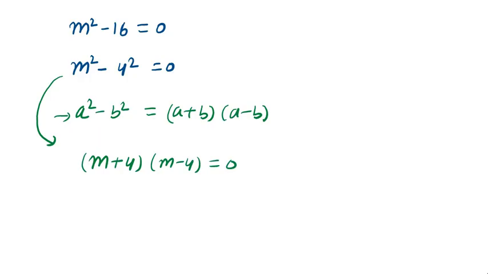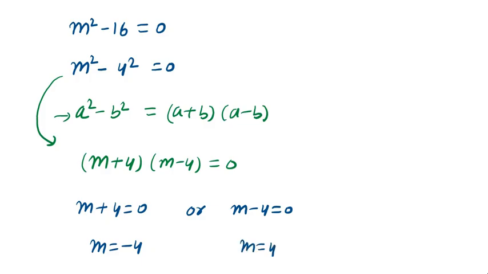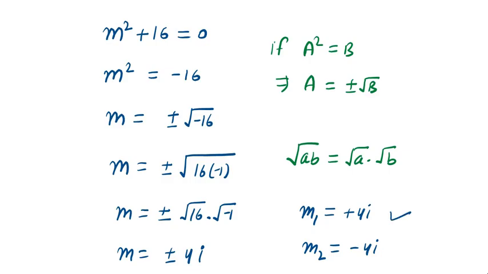Now here we have two cases. M plus 4 is equal to 0 or m minus 4 is equal to 0. If m plus 4 is equal to 0, then the value of m is equal to minus 4. If m minus 4 is equal to 0, then the value of m is equal to 4. Here the third solution m3 is equal to minus 4 and the fourth solution m4 is equal to plus 4. In this question, we have two real and two imaginary solutions.